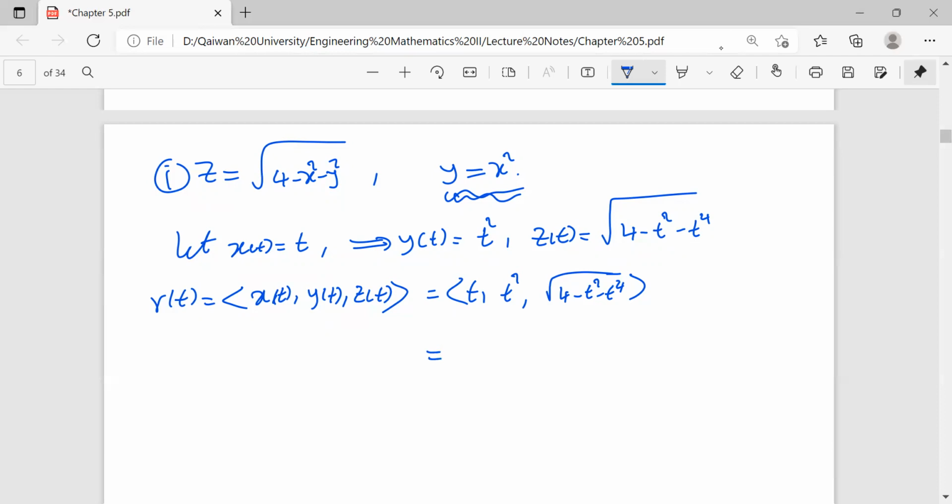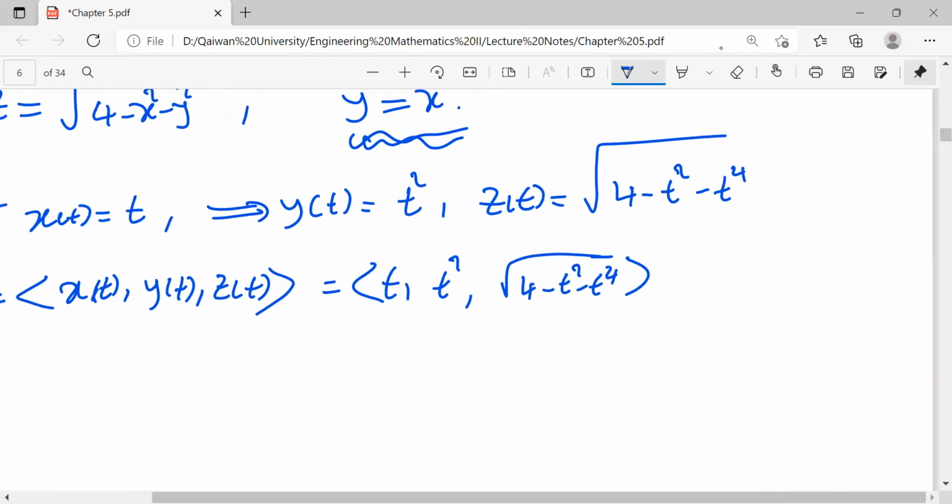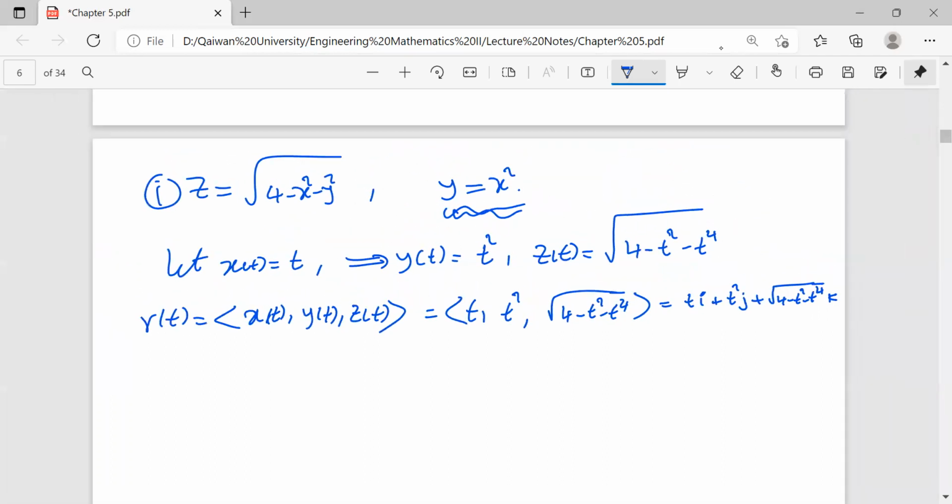Here, this equals t times i, the first component times i, plus t squared times j, plus square root of 4 minus t squared minus t to the power 4 times k. It's i, j, and k. Because we have three components, the first component is i, the second is j, and the third is k. So this is the vector valued function, which represents the intersection of these two functions.